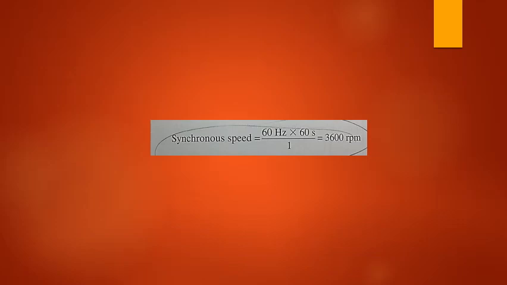If there are two sets of coils per phase, then the synchronous speed would be 1,800 RPM. As the number of coils or poles per phase increases, the RPM of the motor decreases.